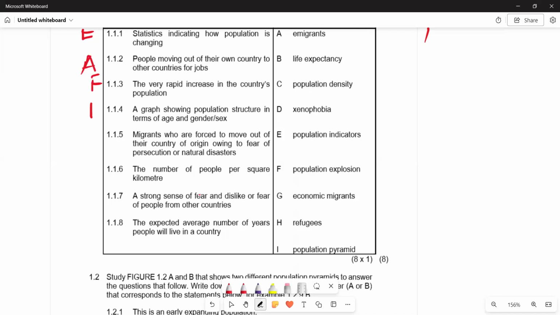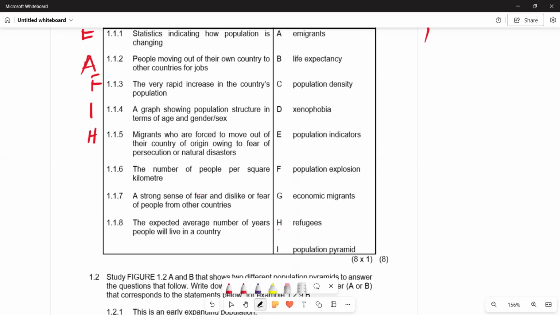And then we go to 1.1.5, migrants who are forced to move out of their country of origin owing to fear of persecution or natural disasters. You will see that these are refugees. We've got refugees at H. So we have got H here.